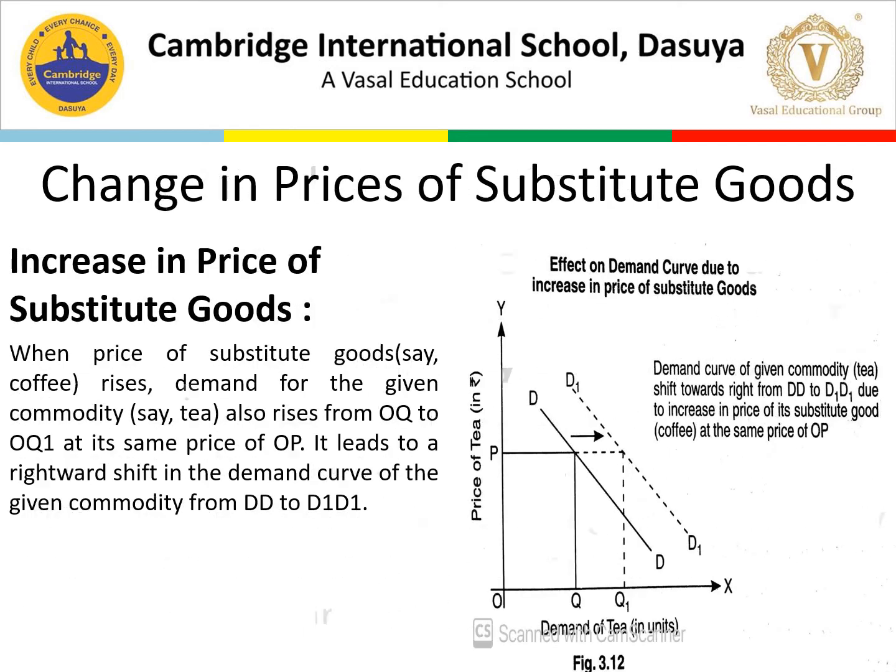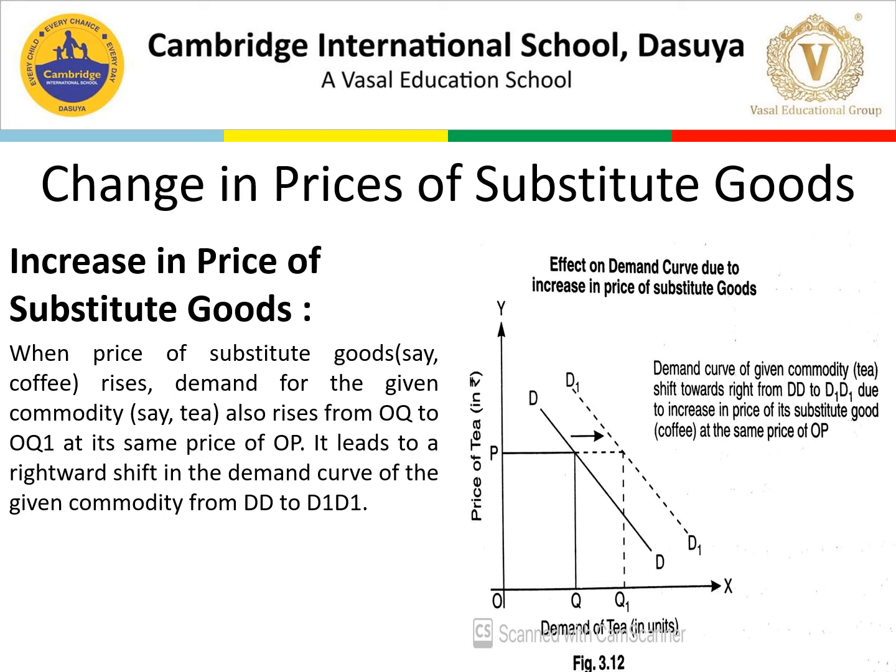So, slides. Change in prices of substitute goods. First is increase in price of substitute goods. We are taking the curve for coffee and tea. We are taking two substitutes here. You can see here the increase in price of substitute goods.